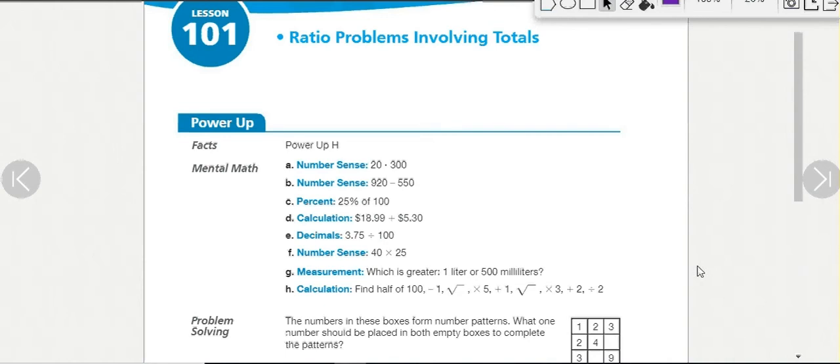Hey, in lesson 101, we're solving problems that have ratios, but we need the total to find the answer. At first, with these problems, you're going to think they haven't told us enough, but they have if you just do a little bit of logical thinking. I think that's kind of a fun thing. Remember what a ratio is? Just a ratio means it could be any number compared to a number.